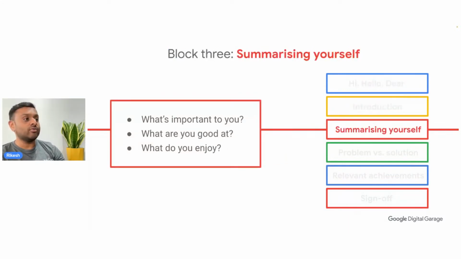We've then got our next paragraph, which is our summarizing yourself paragraph, which I like to call your power paragraph, where we are able to highlight and showcase our strengths, what we spoke about earlier on in the skills and strengths section of our CV block. So we want to answer questions such as, what's important to me, what am I good at, and what do I enjoy as well. So that's where we want to really consolidate all this information.